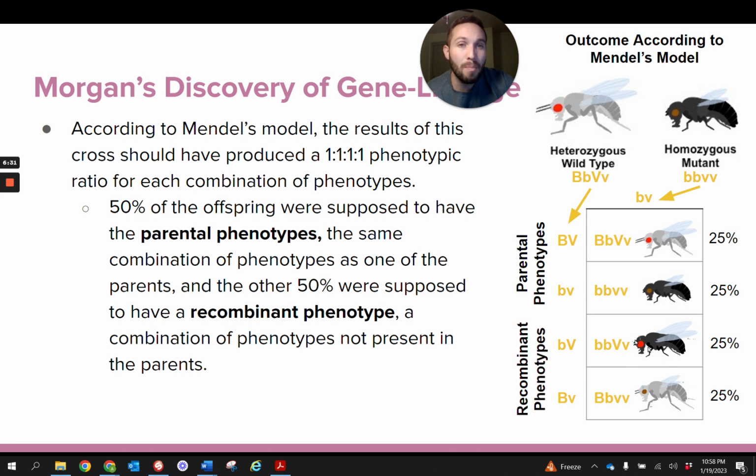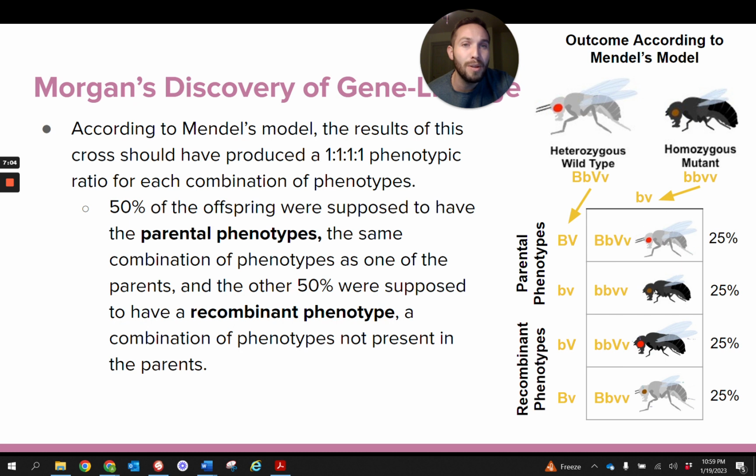Now, among these possible offspring, some of them have what we call the parental phenotype. Parental phenotype refers to when an offspring is produced that has the same combination of phenotypes as one of the parents. So this fly is going to end up gray with normal wings. Well, that's just like dad. Dad also was gray with normal wings. That's the same combination that dad had. We call that the parental phenotype. Or this fly is black with vestigial wings. That's just like mom. Mom also has a black body with vestigial wings. So that's a parental phenotype. It's the same combination as one of the parents.